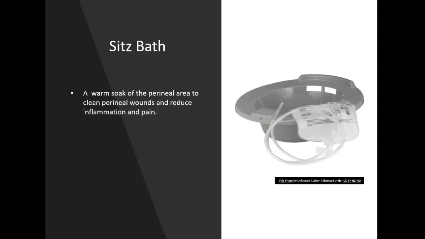This is an example of a sitz bath. A sitz bath is a warm soak of the perineal area to clean perineal wounds and reduce inflammation and pain. So this little basin can sit in either the toilet or the bedside commode. That bag is filled with water. The end of the tube has a little hole in it, so when the water runs out, it kind of squirts up and cleans the perineal area. It's almost like a little portable bidet. This would be used for somebody who has just given birth or has bad hemorrhoids or some kind of rectal surgery, just to keep the area clean. So sometimes you may be ordered as a CNA to do sitz baths, and that's what that is.